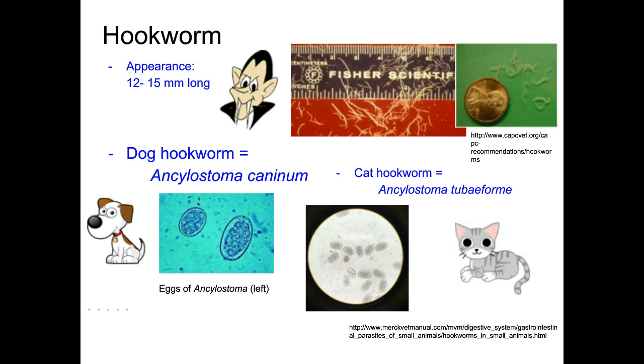The scientific name for the dog hookworm is Ancylostoma caninum, and the cat hookworm is Ancylostoma tubaeforme. Those are just some trivia questions. It's not really that important, but good things for you to know. Both of these hookworms hook onto the mucosa of their associated species in their GI system, and they suck blood. So we can see some clinical signs with those.